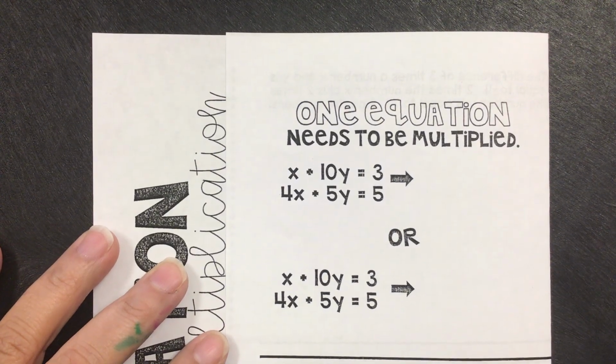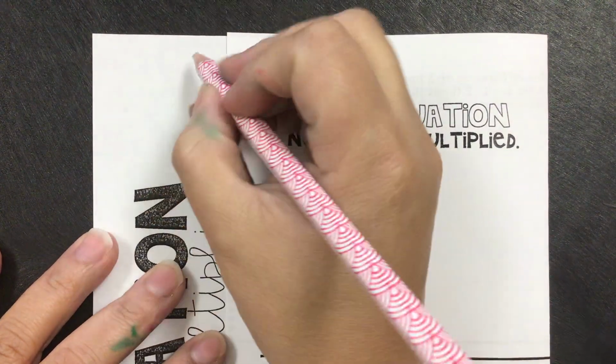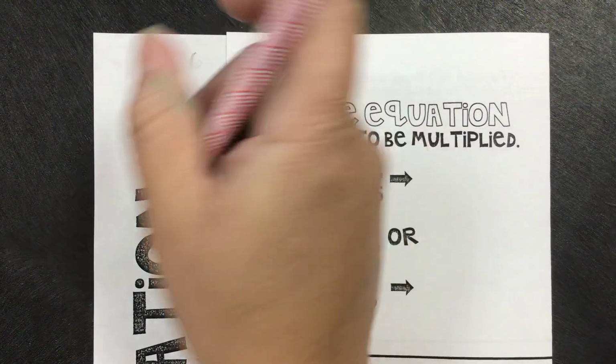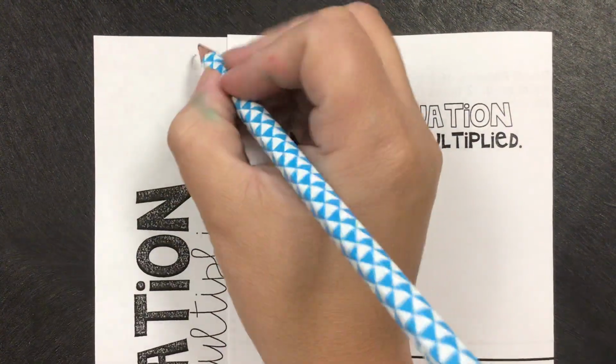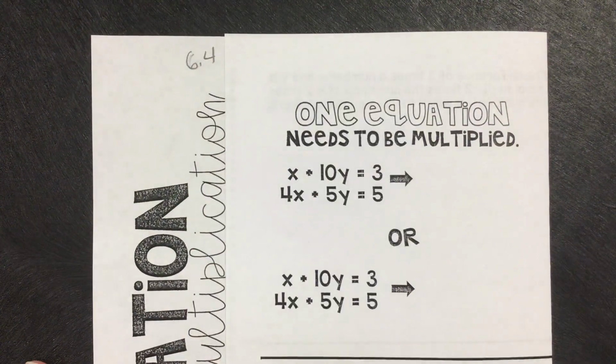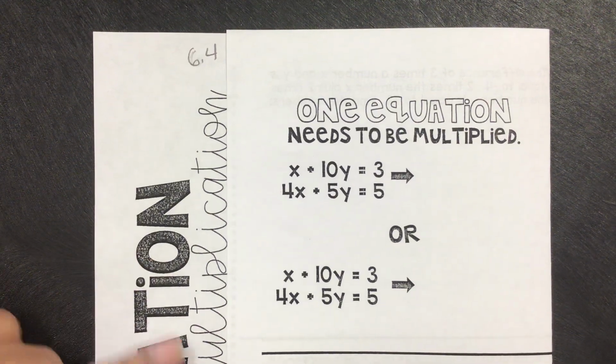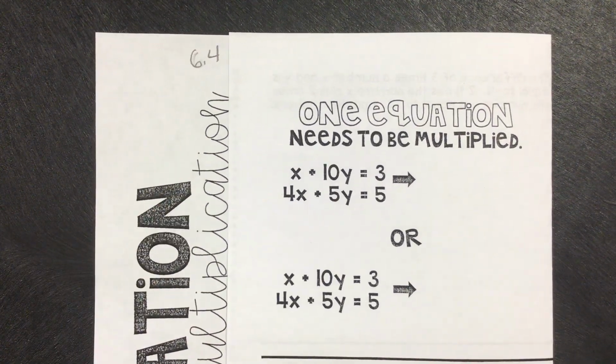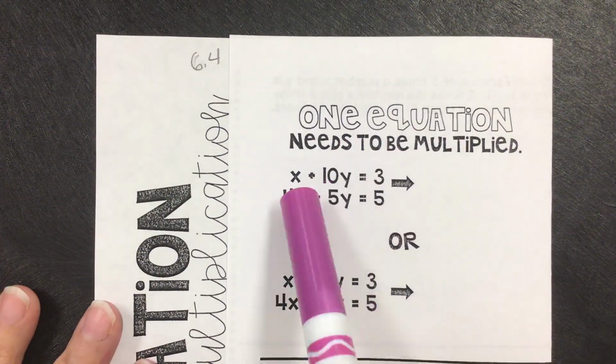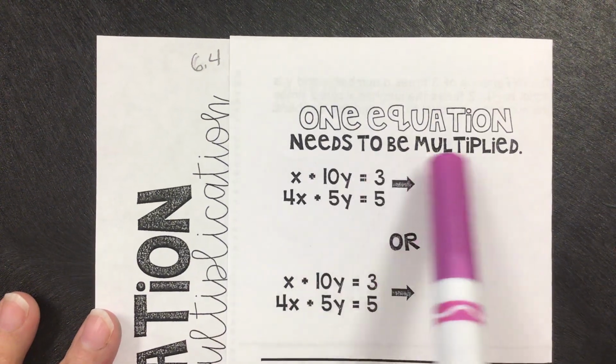This is the foldable for section 6.4. And what we're doing is still elimination with the multiplication of one of the equations. So it says one equation will need to be multiplied.